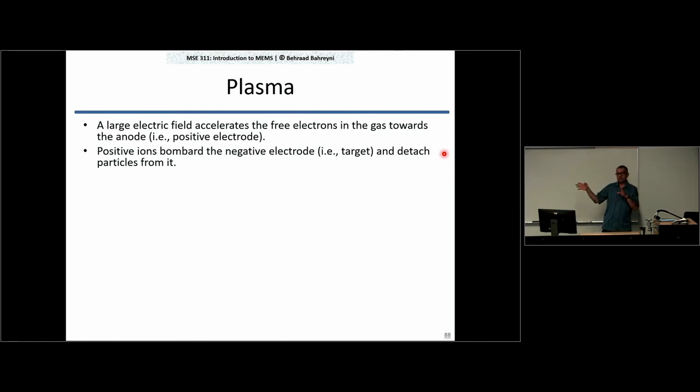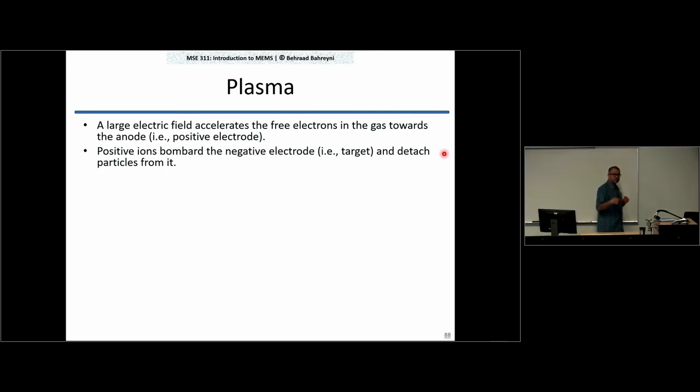So the excited atoms, what happens to them is that after a while the electron goes back to its neutral state and releases the extra energy that it has as a photon. And that gives the plasma for any gas its distinctive color. So for example, for neon it is orange, for argon it is purple. But that part doesn't really help us much.